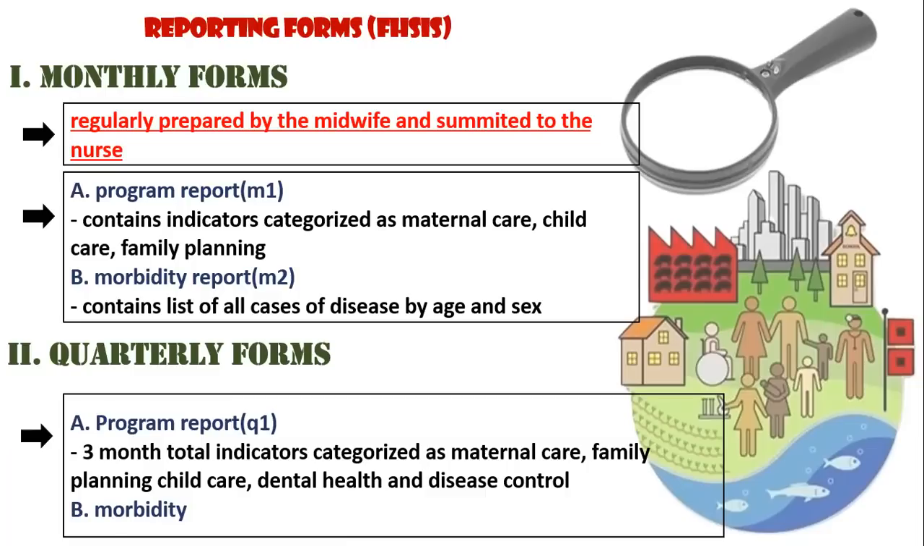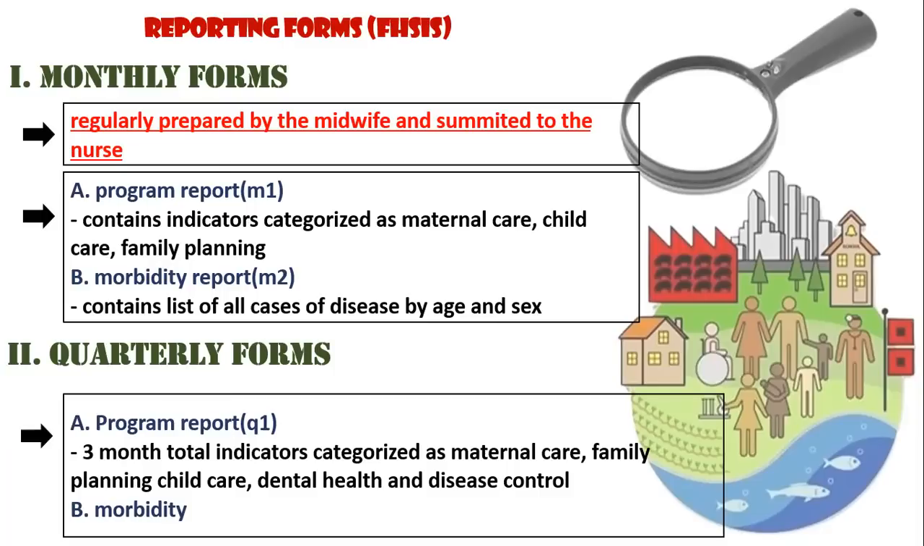So we have the M1 and M2. So listen, ito yung mga monthly forms that contain selected indicators as categories. So we have the maternal care, child care, family planning, and disease control. Pag quarterly form is the municipal naman. Di ba? Ito yung municipal natin.